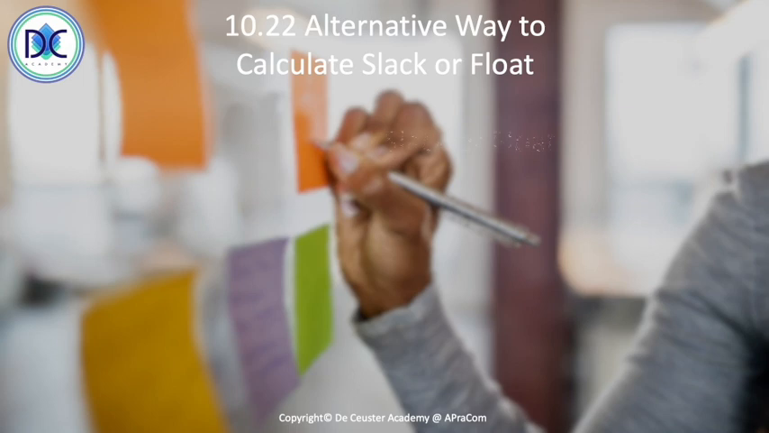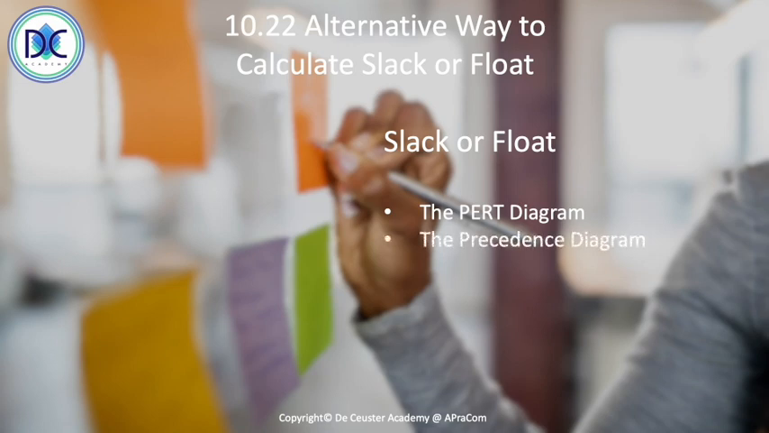We're going to look at a different way to calculate the slack or the float and the duration of the project. Slack or float can be calculated in an easier way. We've always done this by doing the forward pass, the backward pass, and then creating the slack or the float. Now, the disadvantage of this method is that we don't have the start and finish times of the activities as such. So that's something that we must understand.